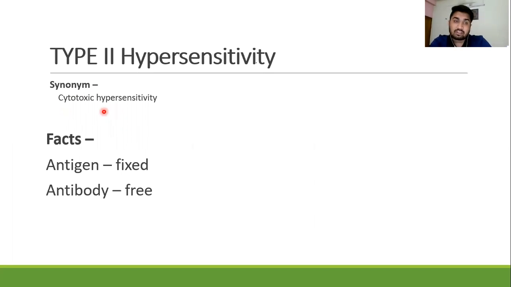In type 1 hypersensitivity, we have seen that the antibody is fixed and antigen is free. But in type 2, it is totally different. Here, antigen is fixed and antibody gets free. So in type 1, there was antibody fixed, but here antibody will be free and antigen will be fixed.